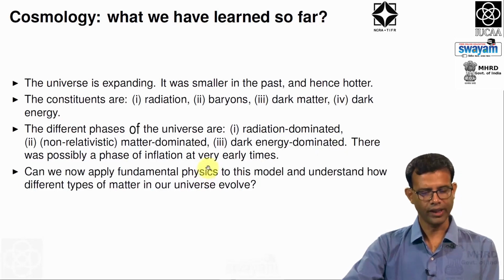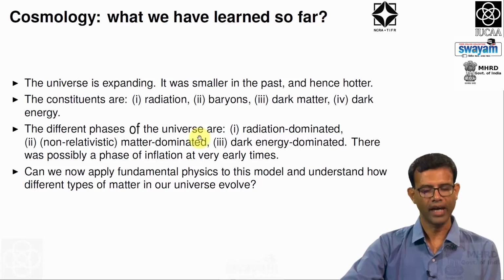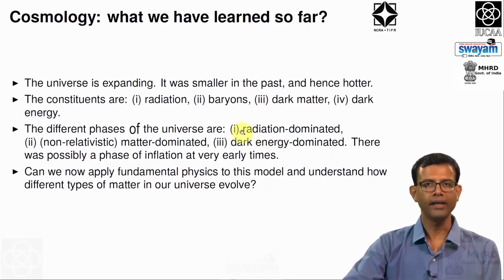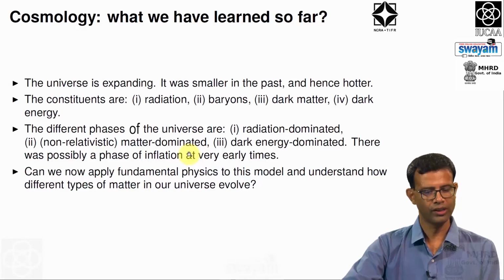Now, we can ask the question: suppose we stick to the standard model for the time being, that is the radiation dominated, the matter dominated, and to some extent the dark energy dominated phases. Can we apply our understanding of fundamental physics, what we know, to this model, and then try to understand different types of matter, how they evolved, what they did, when they were formed, what will happen to our universe, and so on? Can we understand that by just applying the laws of fundamental physics to the cosmological model?